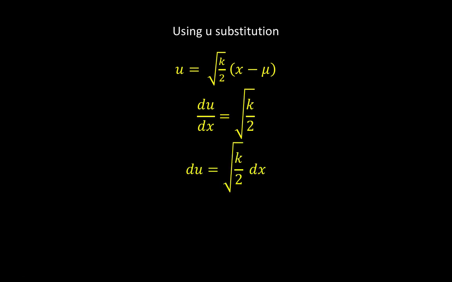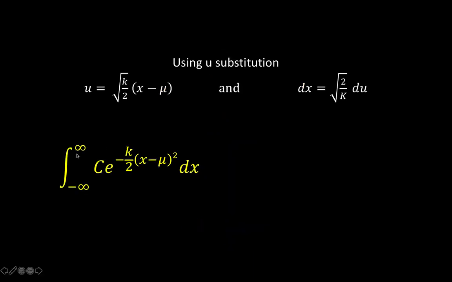And so du can now be expressed as the square root of k over 2 times dx. And multiplying both sides of the equation by the reciprocal of the square root of k over 2, we arrive at dx equals the square root of 2 over k times du. We need this expression in our u substitution. So remember this value. So this is the area that we want to be equal to 1.